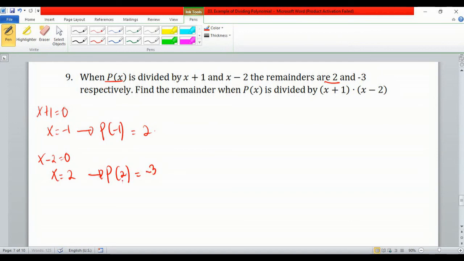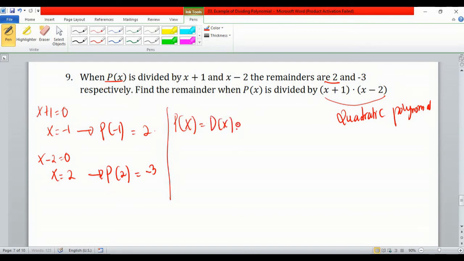Now, we have this. And then we want to find p(x) divided by this one. So when we multiply this one, it becomes a quadratic polynomial, right? Remember the formula since the beginning we talked about. p(x) is equal to the divisor times the quotient Q(x) plus r(x), the remainder. Okay, remember here we have p(x) divided by x plus 1 times x minus 2 times Q(x).